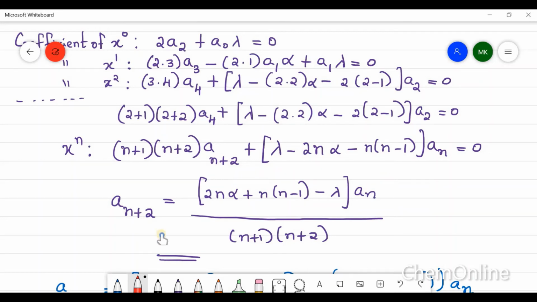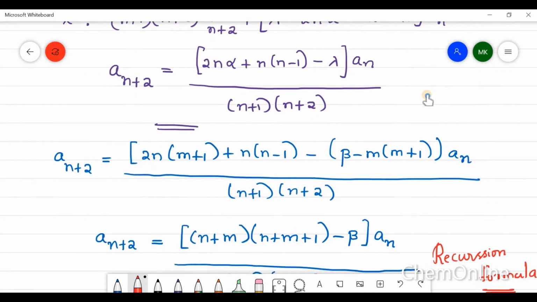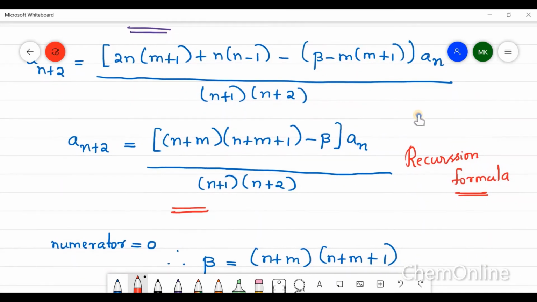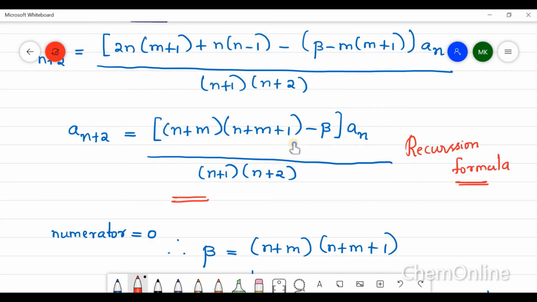So from this you can find a n plus 2. a n plus 2 will be equal to 2n alpha plus n into n minus 1 minus lambda into a n divided by n plus 1 into n plus 2. Now in this equation, if we substitute for alpha and lambda, alpha is m plus 1 and lambda is beta minus m into m plus 1, we get a n plus 2 equals 2n into m plus 1 plus n into n minus 1 minus beta minus m into m plus 1 into a n divided by n plus 1 into n plus 2. So we can write a n plus 2 equals n plus m into n plus m plus 1 minus beta into a n divided by n plus 1 into n plus 2. And this is known as the recursion formula for the coefficients in the power series of P.